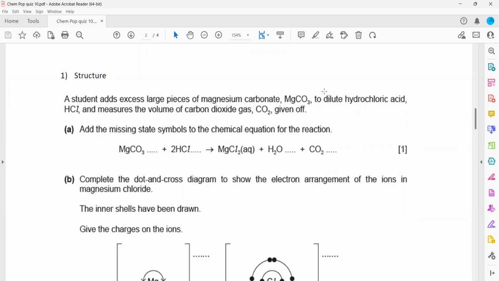So most of the carbonates are insoluble. So what is the state of carbonate? Because it is insoluble, it will be solid. Acids, alkalis, and soluble salts are all aqueous, so we write aq if it's an acid or an alkali. Magnesium chloride is a soluble salt, that's why it's written aqueous. Water at room temperature is liquid. And carbon dioxide at room temperature is a gas. So first part, you have to add the state symbols.